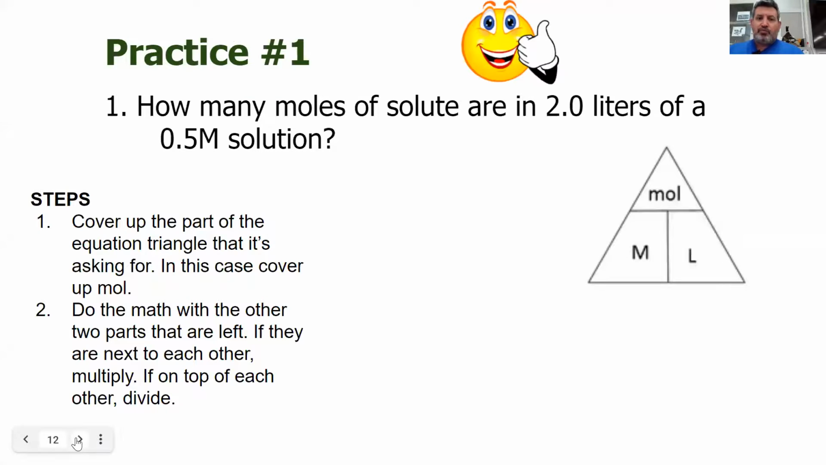All right. So what I want you to do with this now is pause it and try this out. So the question is, how many moles of solute are in 2 liters of a 0.5 molar solution? So go ahead and pause the video, and then I will go over how to solve this one.